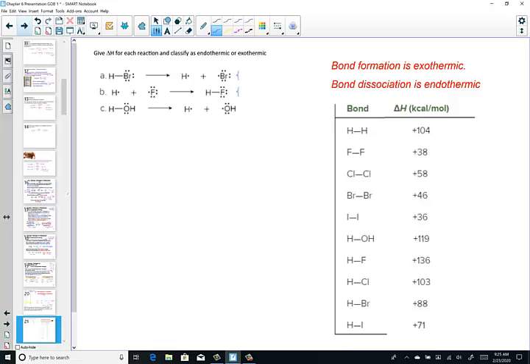Why don't you try some? You still have your chart in front of you. Remember, give the delta H for each reaction and classify as endo or exothermic. Come back to the video when ready to check.